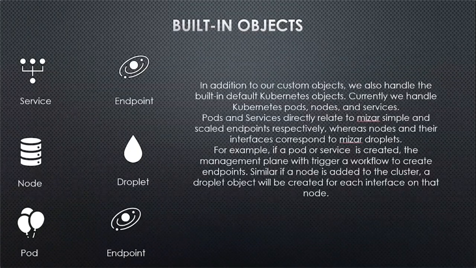In addition to our custom objects, we also handle the built-in default Kubernetes objects. Currently, we handle Kubernetes pods, nodes, and services. Pods and services directly relate to Mizar simple and scaled endpoints, respectively. Nodes and their corresponding interfaces correspond to Mizar droplets.